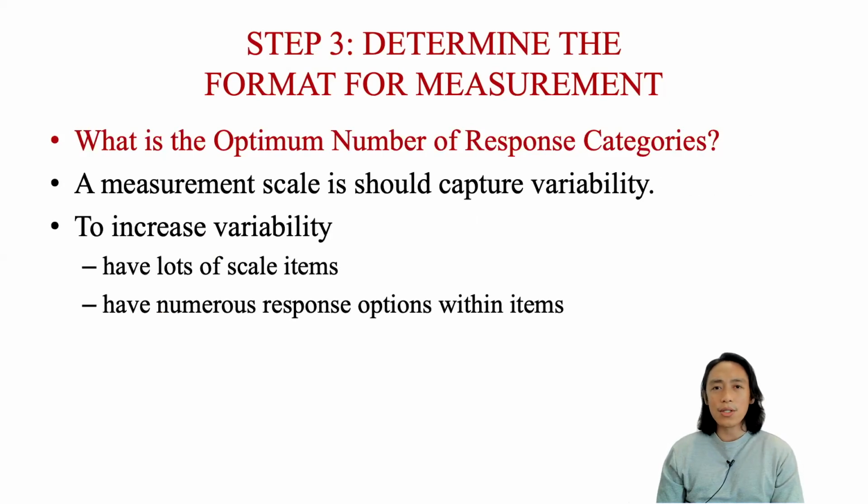One thing that you can consider in deciding the optimum number of response categories would be your consideration for variability. An important thing that we should have in mind when developing a scale is that we should be able to capture variability. And there are 2 ways by which we can increase variability. One is to have a lot of scale items. So if, let's say, you have 50 items, then that would introduce a lot of variability.